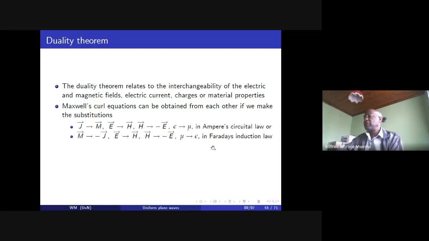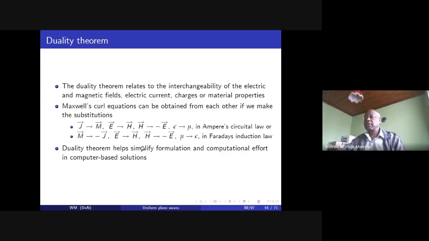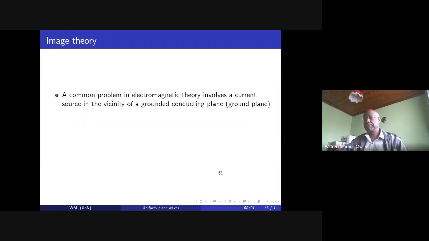And the only thing you have to do is to make the calling variables that you call with just make the substitutions that we have talked about, and you can use the same code to solve the problem. And remember that M will always be a fictitious kind of current and can be ignored after you get the solutions. So the duality theorem helps simplify formulation and computation effort in computer-based solutions.